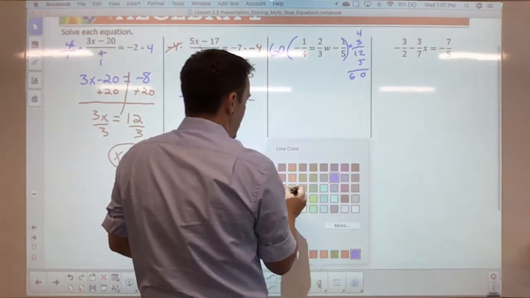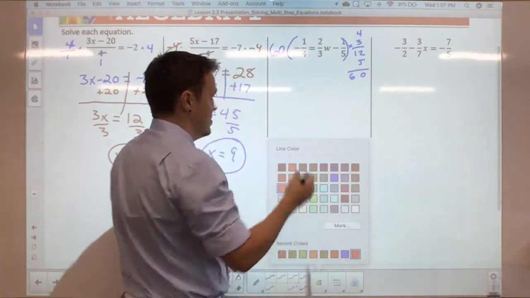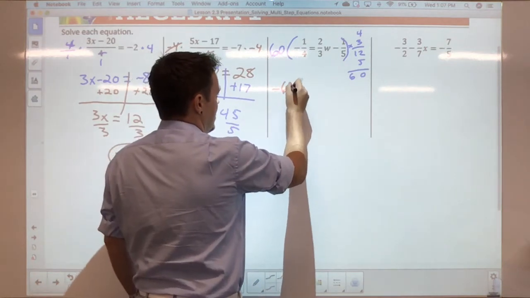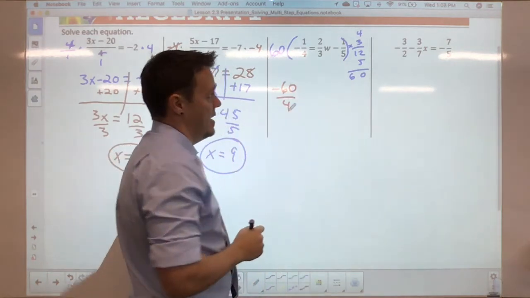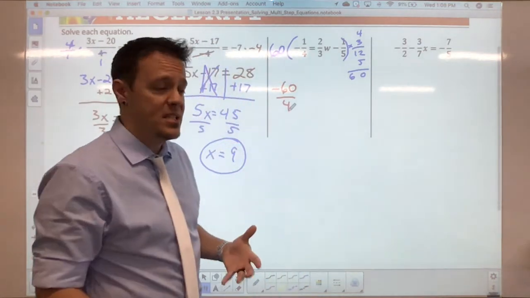All right, so remember though what happens. Would we write it like this, negative 60 over 4? Would I write it like that? Because that's basically what that's saying, right? The answer is no, you wouldn't. I want you to simplify it.